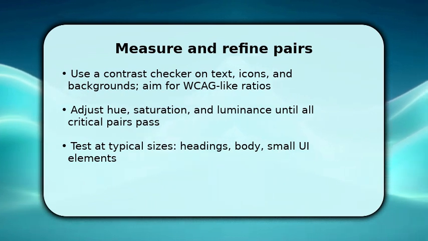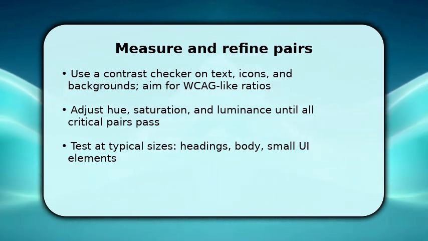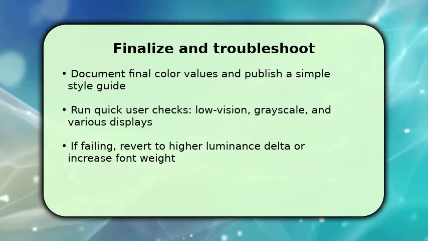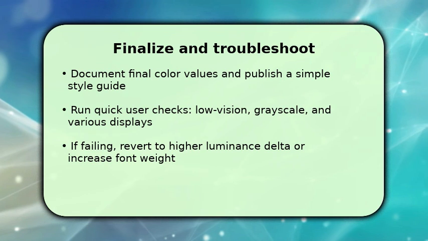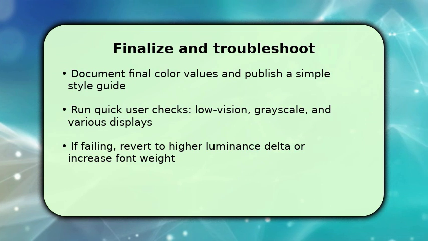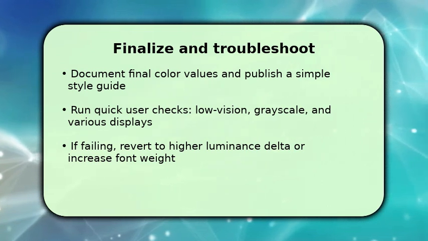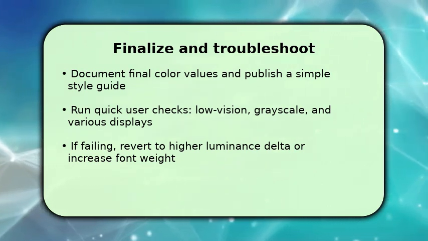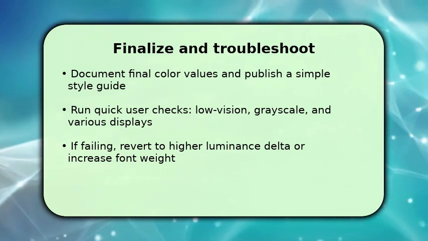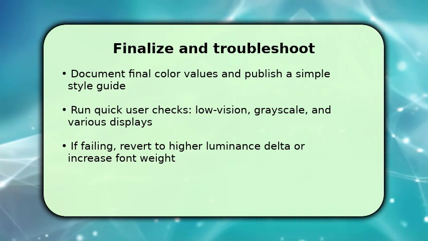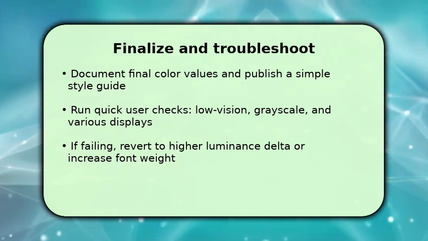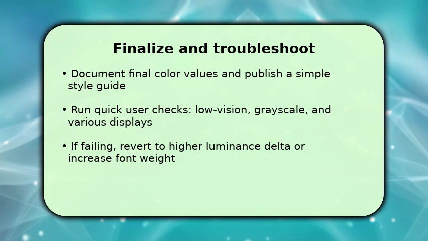You finish by locking in the final palette and documenting exact color values so others reproduce the results. Once finalized, run quick user checks, view in grayscale, test on low vision settings, and sample different displays to confirm consistency. If something still fails, increase the luminance delta between foreground and background or bump text weight and size. These fixes often restore legibility without reworking the whole system. A single troubleshooting tip: when in doubt, simplify.